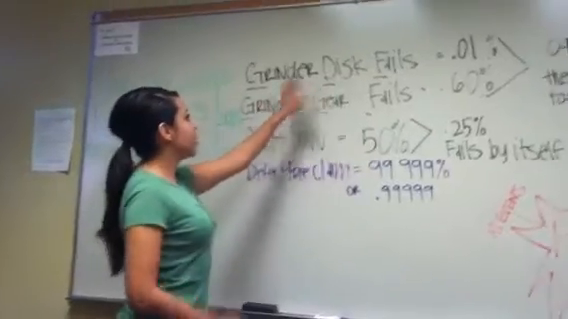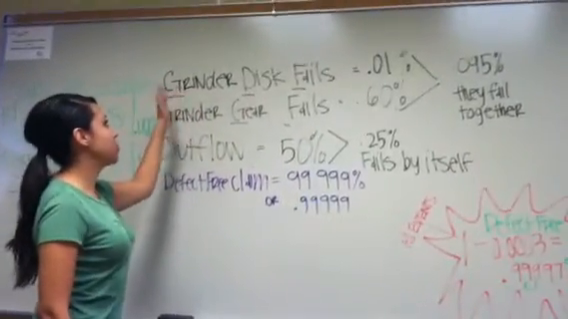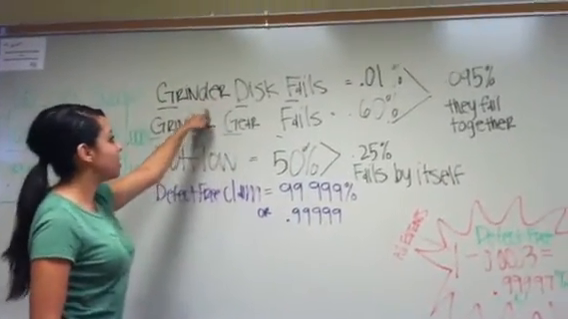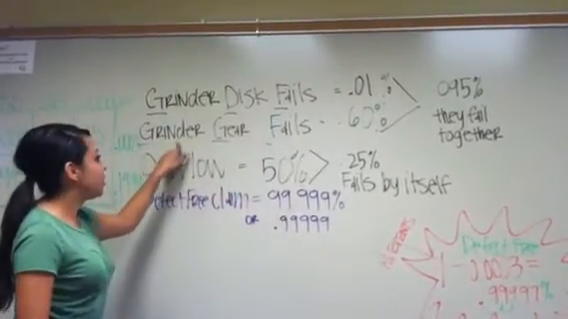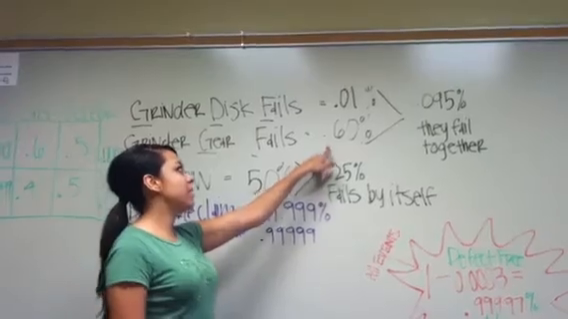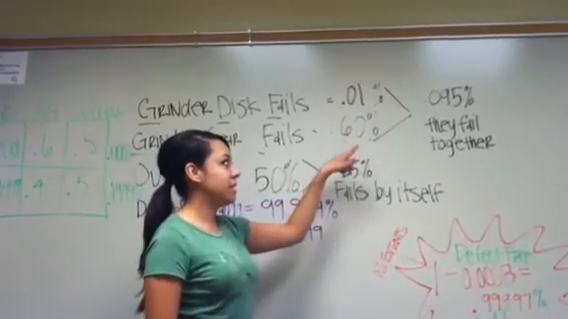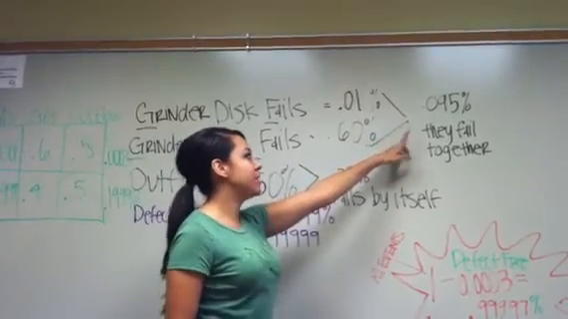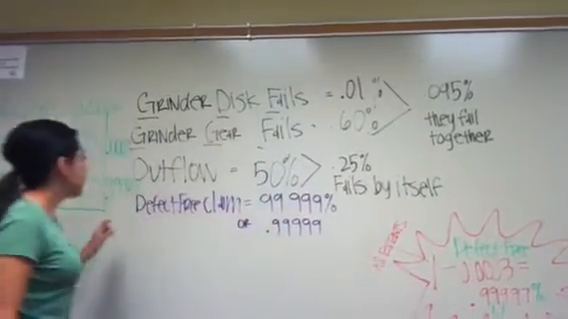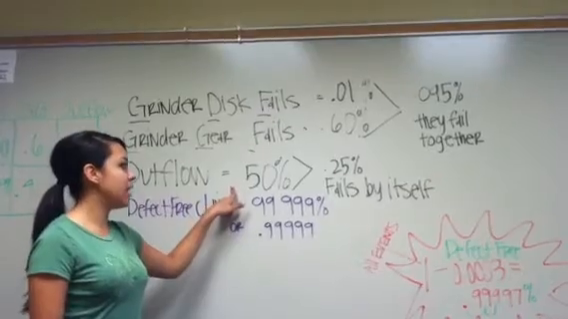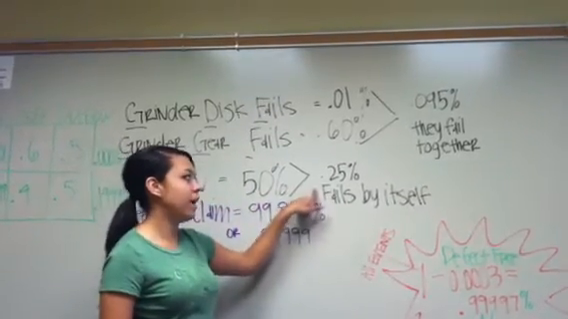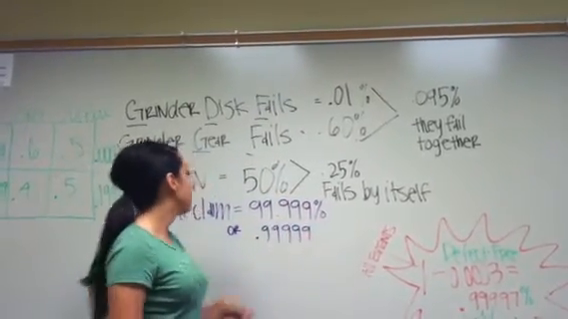The percentage rates we got from some sources: the grinder disc fails 0.01% of the time, the grinder gear fails 0.6%, and the percentage of them failing together is 0.095%. Then the percentage of the outflow valve failing is 50%, and there's a 0.25% chance that it fails by itself.